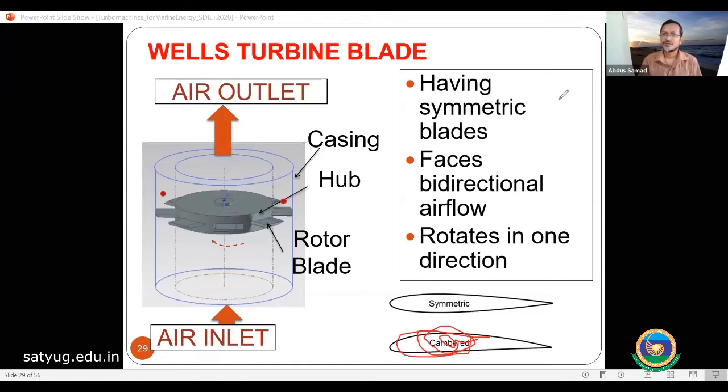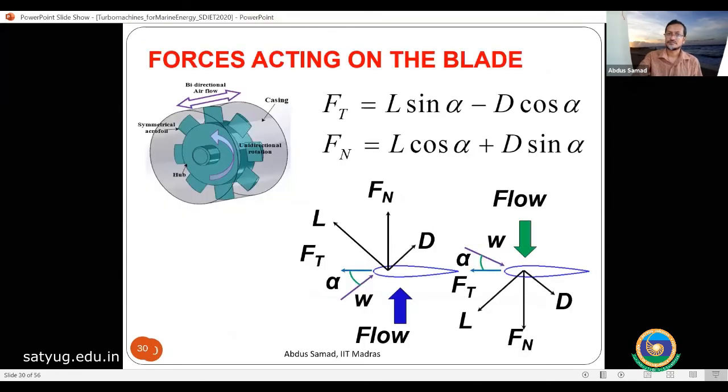Here on the drawing, the same thing: the force calculation formula is there, L sin alpha, D cos alpha. Although the flow direction is changing, if you see in the picture, this flow direction and this flow direction are changing, but the tangential force Ft is in the same direction. The turbine will be rotating in the same direction.